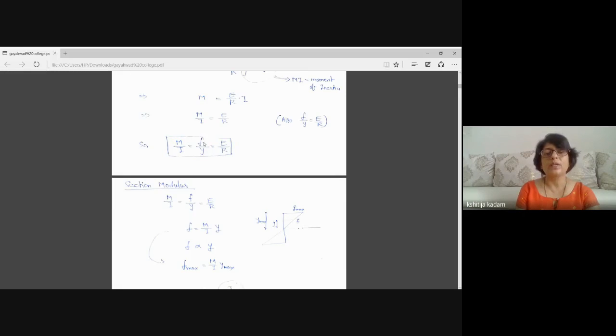So if I want to find out bending stress at a particular fiber, I have to take its distance y from the neutral axis, equal to E, which is Young's modulus, divided by R, which is radius of curvature of the deflected beam. So this formula which is written in this box is very important, and to remember this formula I will give you small trick.